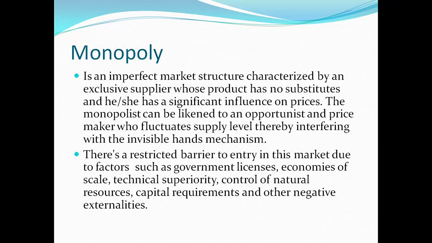Take the case of Nigeria in terms of refining our crude oil resources. We have to transport these crude oil resources overseas for it to be refined as well as transported back into the Nigerian economy. So technical superiority in this sense can be seen in that in terms of refinery, we have no control because we are not the sole supplier of this refinery, but the companies overseas can be classified as a monopoly over Nigeria. So they have significant influence on these prices, and we have no substitute refinery. Other conditions are also control of natural resources, capital requirements, and other negative externalities that keep a potential firm out of this market.